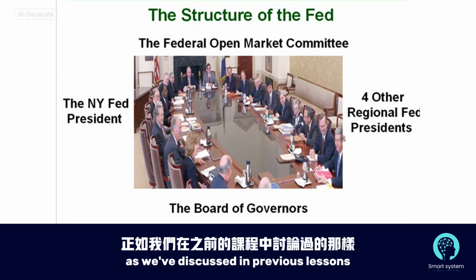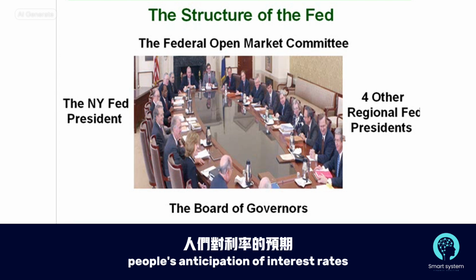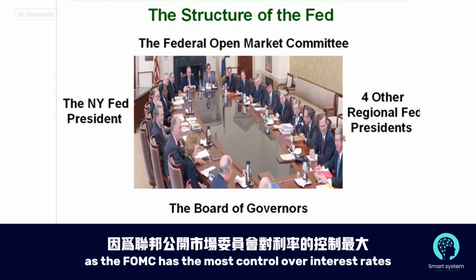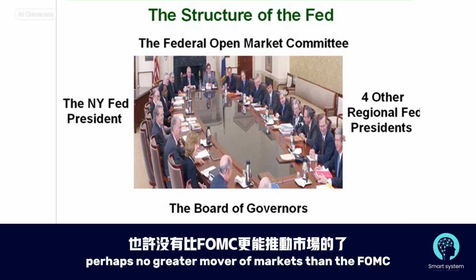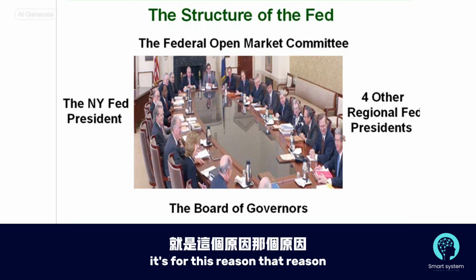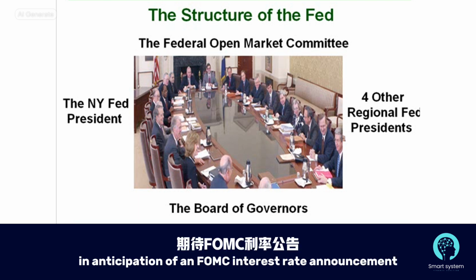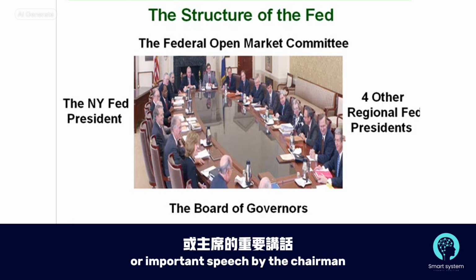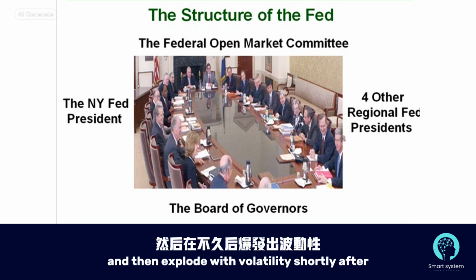As we've discussed in previous lessons, there's no greater mover of markets than changes in people's anticipation of interest rates. As the FOMC has the most control over interest rates, one could say that there is perhaps no greater mover of markets than the FOMC. It's for this reason that markets can go quiet for days in anticipation of an FOMC interest rate announcement or important speech by the chairman or other voting member, and then explode with volatility shortly after.